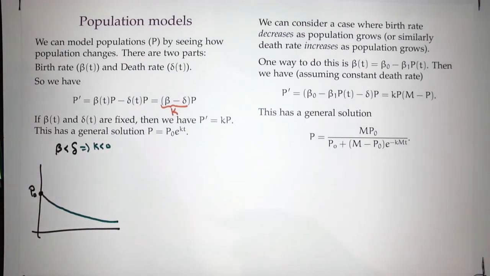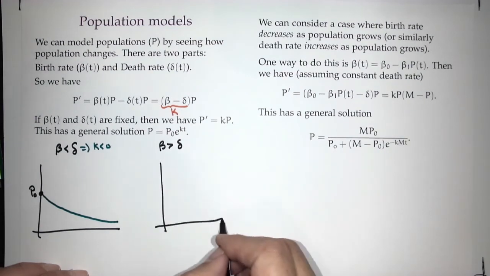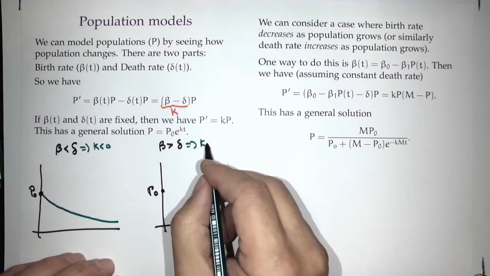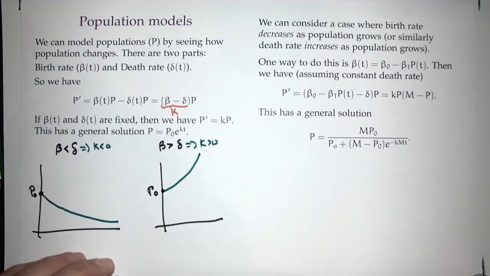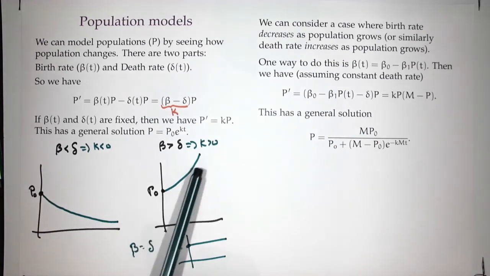All right, what would happen if beta is greater than delta? It should increase, right? Yes, because k should be positive, and then we have exponential growth. Now there's one more case. What if beta equals delta? What happens then? You can even see it in the differential equation. You have 0 times p, which means that p prime, your change, is 0. And if your change is 0, it's always the same. So that's a really simple case.